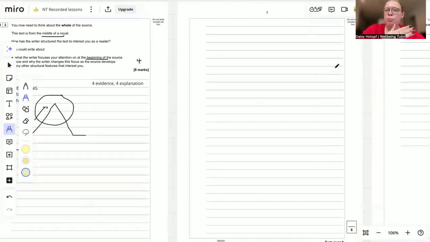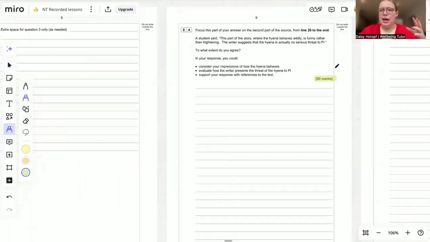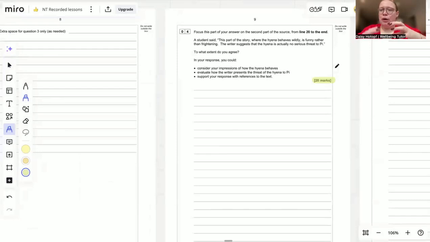They say to you, comprehend the details. How does language work on a smaller scale? How does structure work on a larger scale? And now it's going back to the smaller scale, but with regards to the whole novel. But you are only going to want to be taking your evidence from the end of the extract, right? Evidence must come from line 20 to the end. You might, however, compare to a quote from earlier, but the bulk of your evidence is from line 20 to the end. And this is really important.